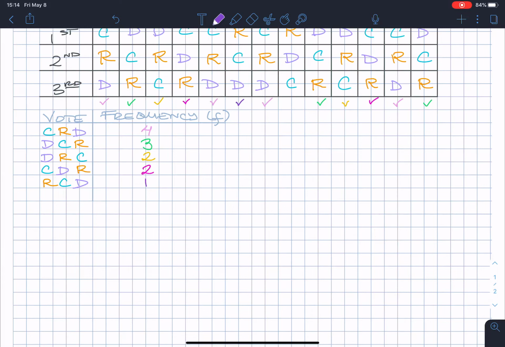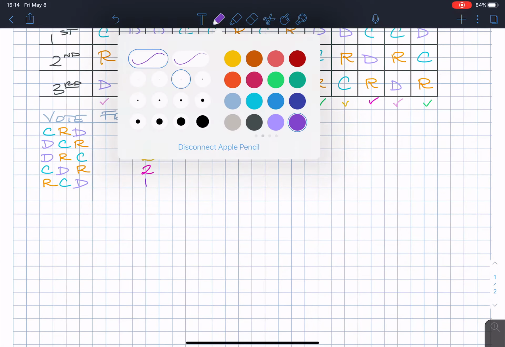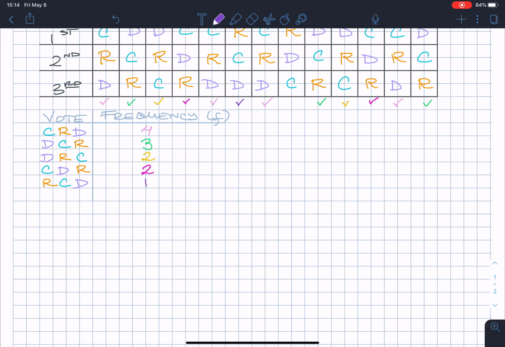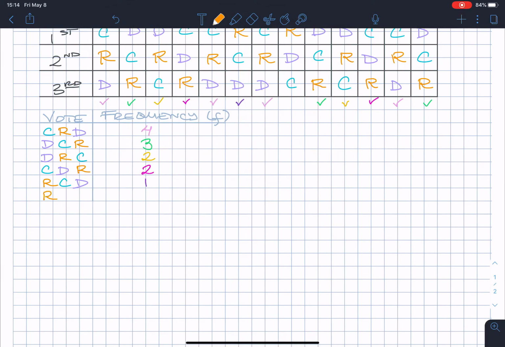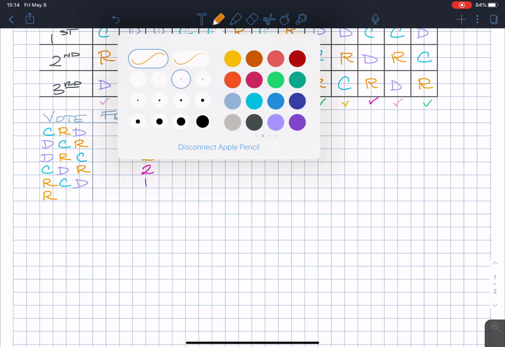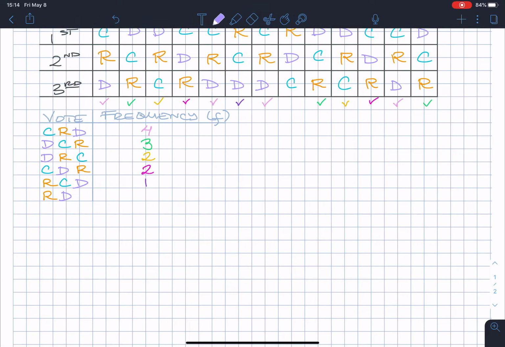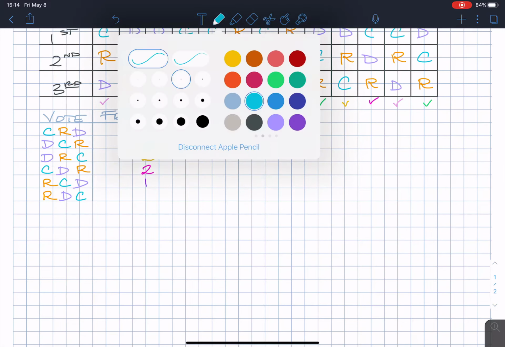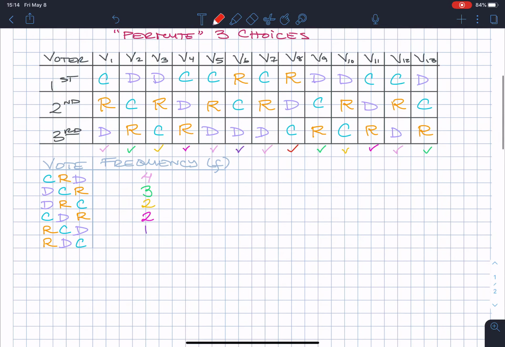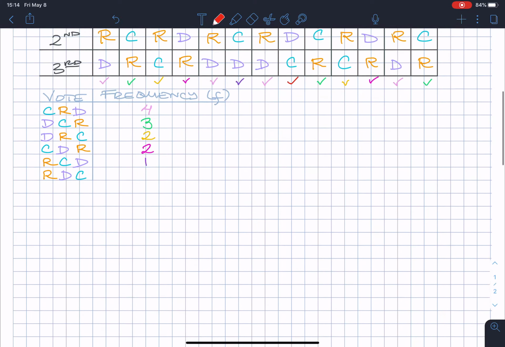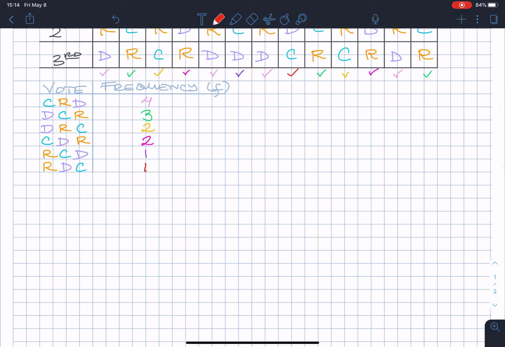We should only have one more permutation on these, and let's call it rabbits, dogs, cats, right? So rabbits, dogs, and cats. And if we've done everything right, there should only be one more unchecked guy, and that's voter 8. So there's 1. Okay, and let's make sure that the frequencies add to 13.